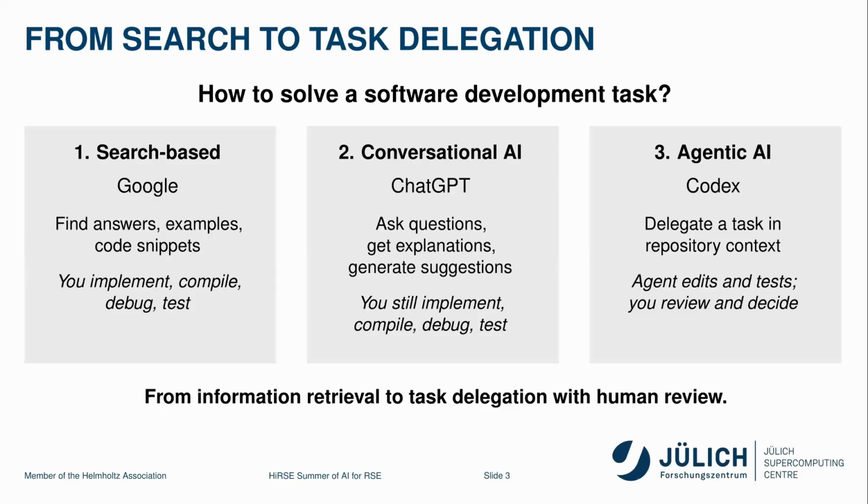So nowadays we have agentic AI. So the example I'm using here in this talk is Codex. Here you delegate a task in a repository context. The agent will edit and test your code, and then you review and decide whether you are satisfied with the solution. So this is a transition from information retrieval to task delegation with human review.